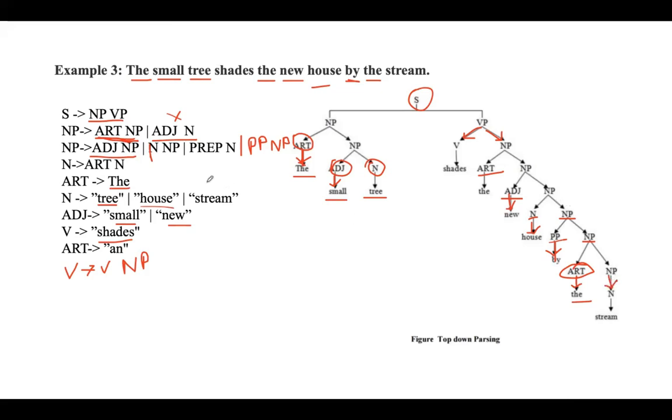So NP derives N. Remove this one. And check whether the last one is noun or not. Yes, there is a match between this part of speech and word in the sentence. So you can expand this N. N derives stream. So, in this way, you need to create a parse tree by using the top-down approach.